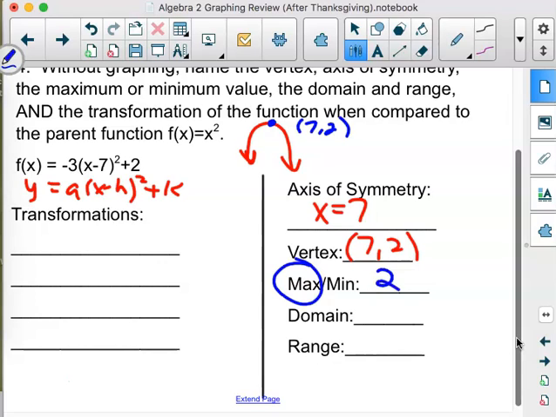What's the domain of all the parabolas we've been talking about recently? Yes, all real numbers. But now that we know where that max is, what can we put for the range?